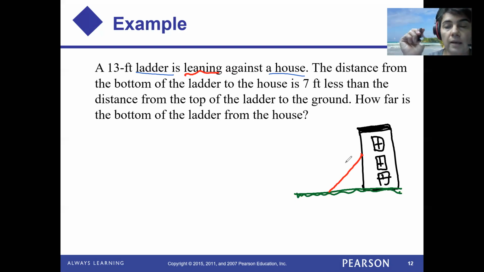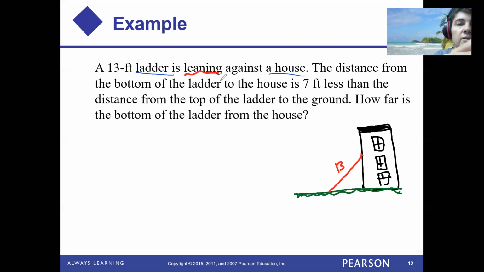Yeah. So what it says, the ladder is 13 feet long. So this is 13 right here. Okay. What else does it say? Okay. Now let's decode the second sentence and make this a little thinner.